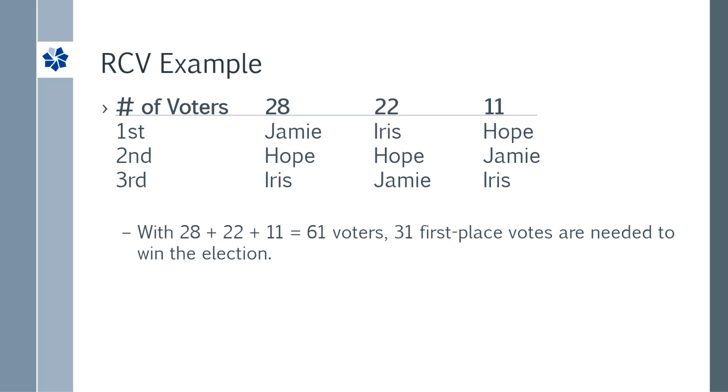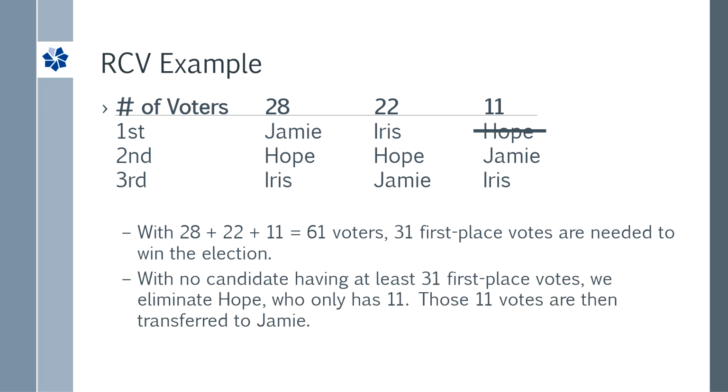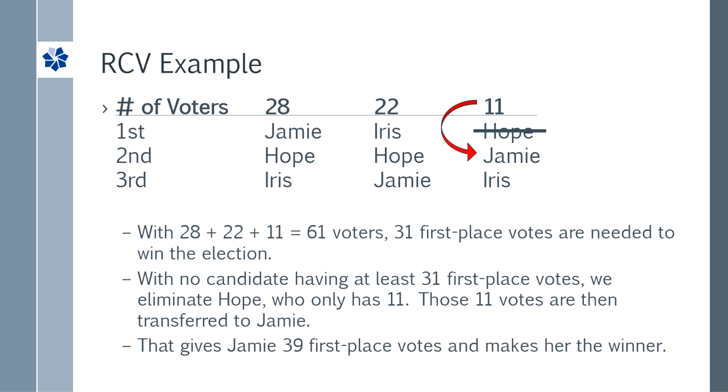Jamie is close, she has 28. Iris has 22, Hope has 11. Since there is no winner, we eliminate Hope and then transfer her votes to Jamie. Jamie then has 28 plus 11, which is 39 first place votes, which makes her the winner. So in this election here, in the initial round of ballots, nobody was the winner. If there was a runoff between Jamie and Iris, those 11 people that had voted for Hope would vote for Jamie, and Jamie wins.